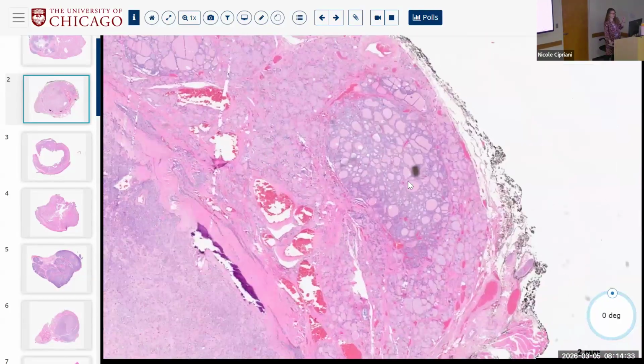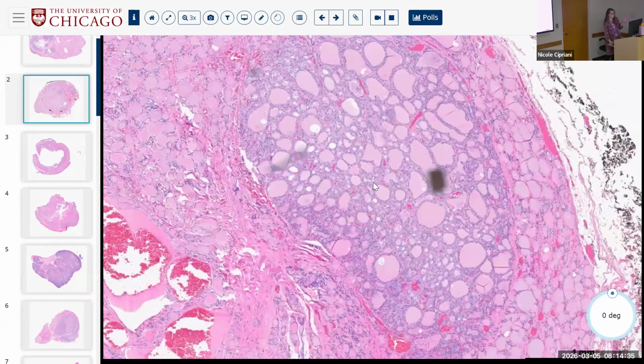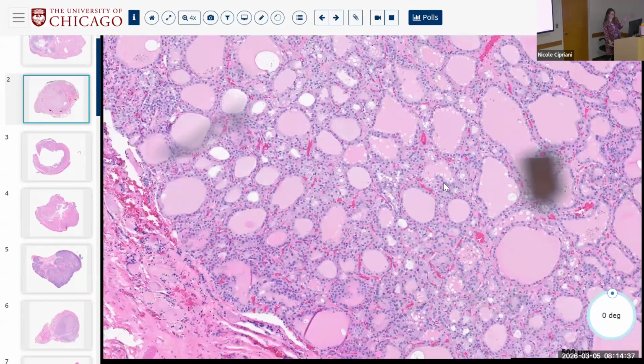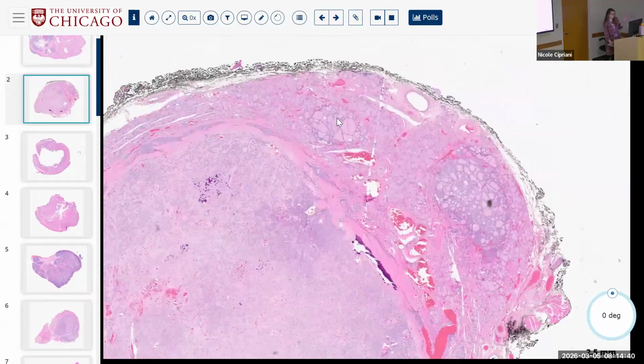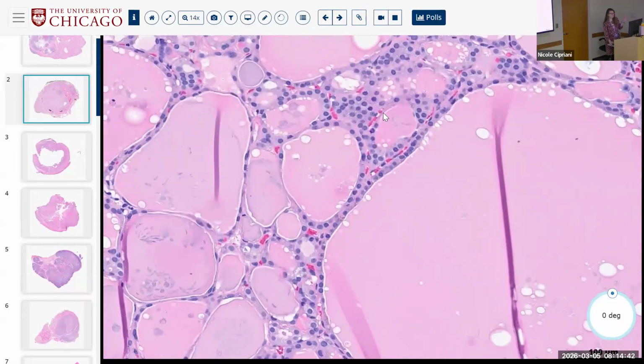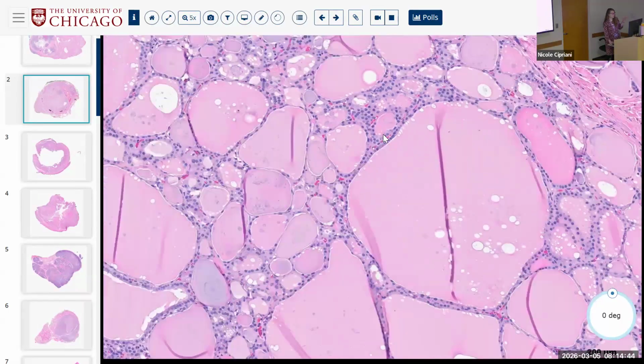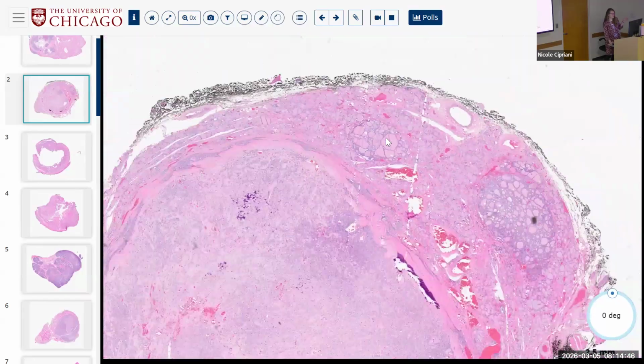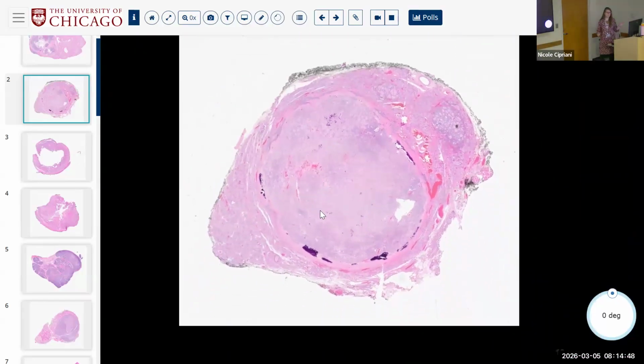Okay. Background. Anything concerning you about these background nodules? No, right? These are little benign adenomatous nodules hanging out in the background, okay? Comments, questions?